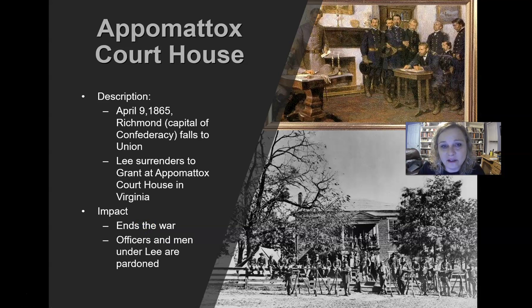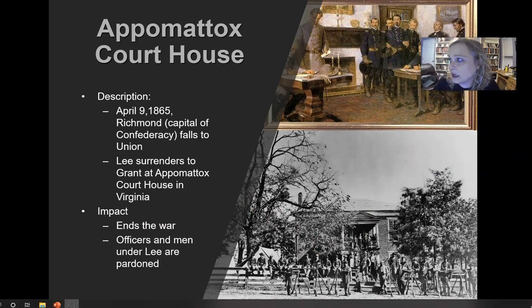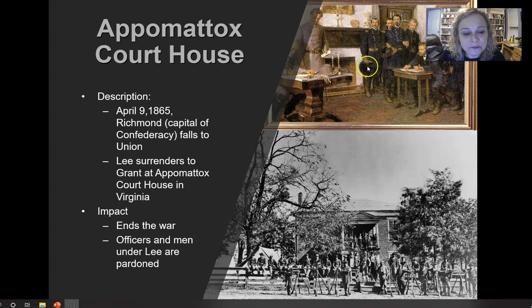Grant is going to get a lot of flak for that because he actually pardons Lee and his officers. The only one really to face treason charges and die by hanging was the guy that ran Andersonville prison, the prison camp, who, you know, committed all kinds of atrocities. So yeah, that was officially the end of the war.